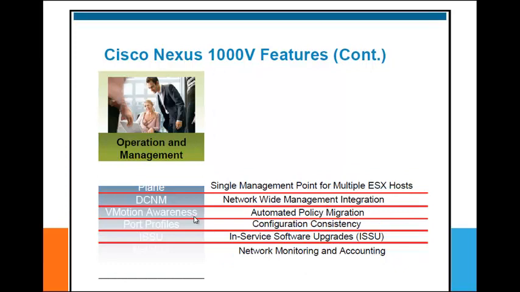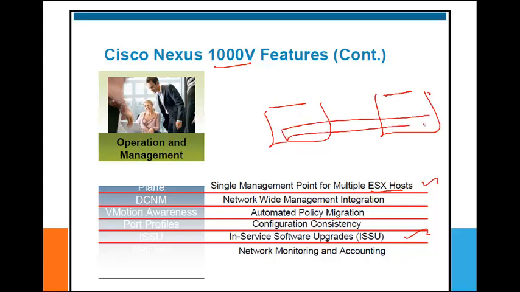Next is operational and management. It is possible to have an in-service software upgrade, meaning as the machine is running, we can keep upgrading. It is also possible in 1000V. Single management point for multiple ESXi hosts. So we just control all the ESXi clusters through 1000V. What is an ESXi host? Each physical server is an ESX host. Because they are all clustered with 1000V, there is a single management point for multiple ESXi hosts.